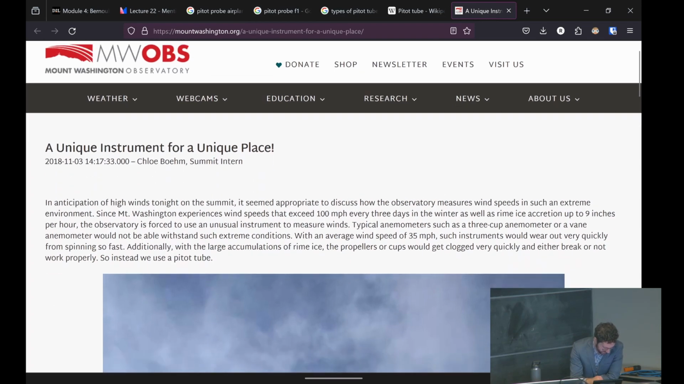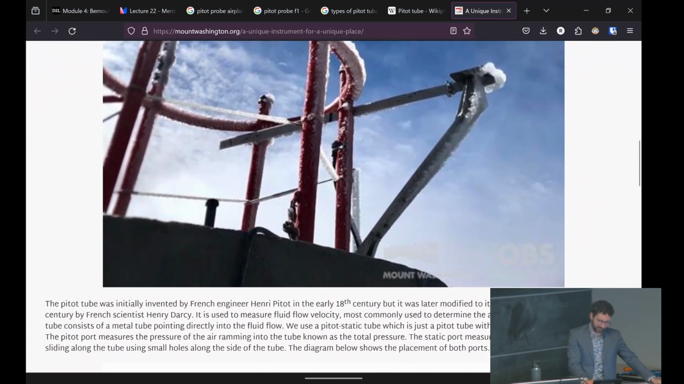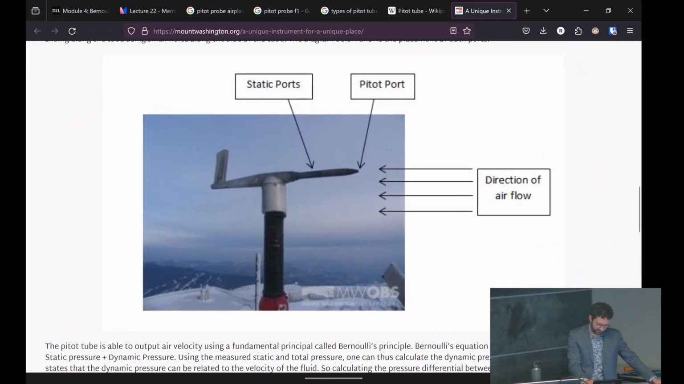There's also a really interesting wind speed measuring device at an observatory. This is a very unique measurement device. They have a wind vane that uses a pitot probe. The reason is that the wind speed is very, very high in this observatory, and a typical wind vane anemometer can't get up to those speeds. They said they get around 100 miles per hour.